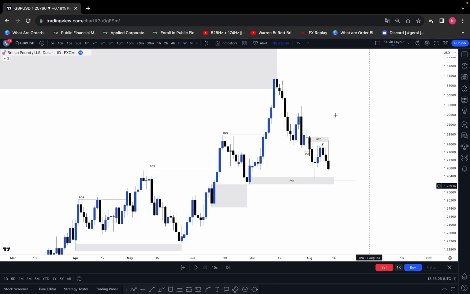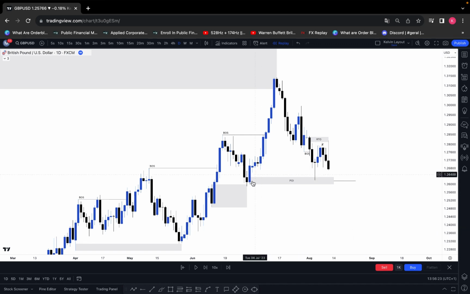But for me personally, I want to see at least a daily change of character to the downside for me to be long-term selling. I can sell on the lower time frames, no problem, because if I sell, for example, on M3, it will basically be in alignment with the medium time frame, which is the 1 hour, M30, M20, right?